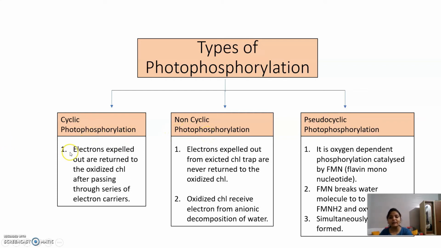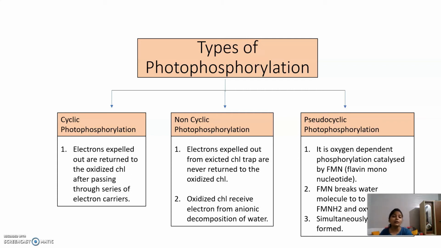In the cyclic photophosphorylation, the electrons expelled from the oxidized chlorophyll molecules return to the oxidized chlorophyll molecule by passing through a series of electron carriers. In the non-cyclic photophosphorylation, electrons are expelled out but never return to the oxidized chlorophyll molecule.